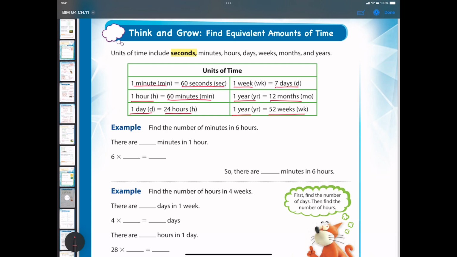Now find the number of minutes in 6 hours. We know there are how many minutes in 1 hour? Yes, 60 minutes. So in 6 hours, you multiply 6 hours by 60 minutes, which is 360 minutes.